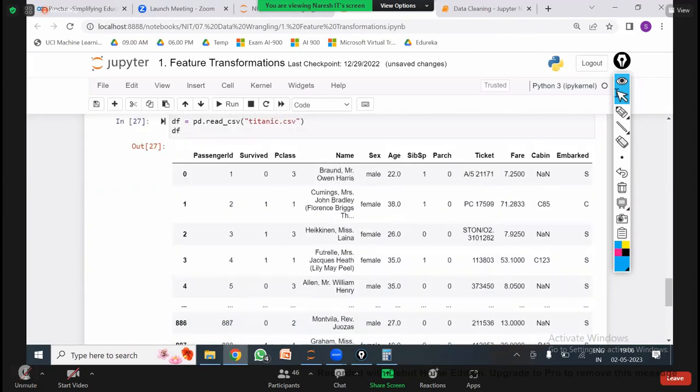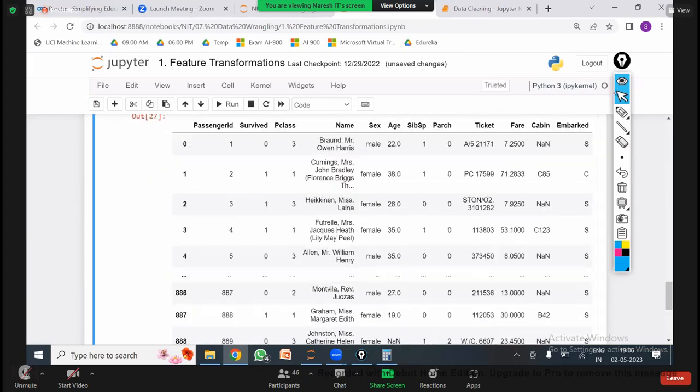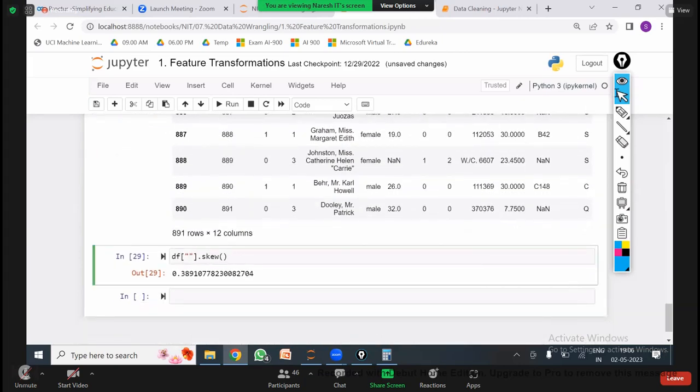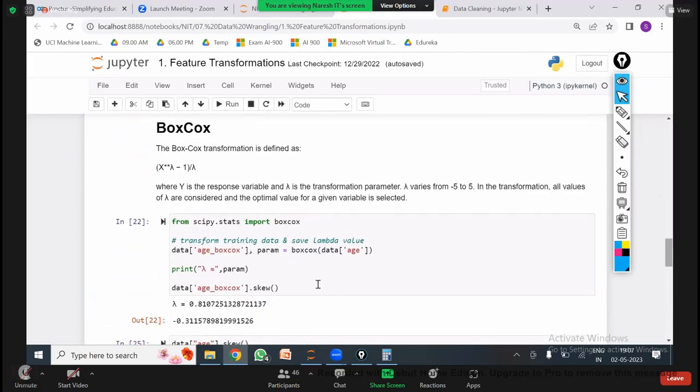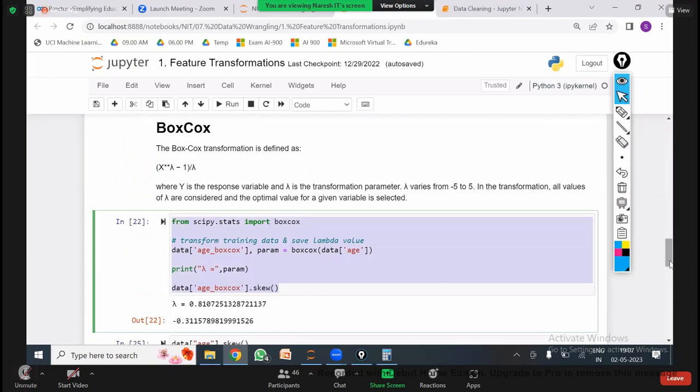What is the next one? Fare is there. Let us try with the fare column. 4.78. Now it is extremely right skewed data. What are we going to do with this one? We are going to convert it to a normal distribution. How to convert to the normal distribution? We are going to apply either log, or root, or the third option is Box-Cox. So here, let me try the same Box-Cox concept now.